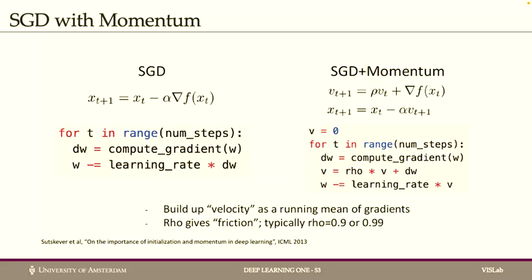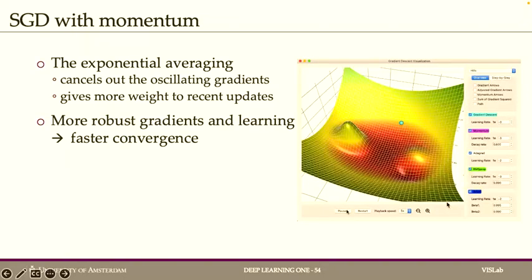So in this case, W is W minus learning rate times V. And V itself is this linear combination of the original gradient. That's the same as SGD. But we add to this rho times previous value of V. And of course, this updates V recursively. And yeah, you can see it as building up velocity and keep going this way.